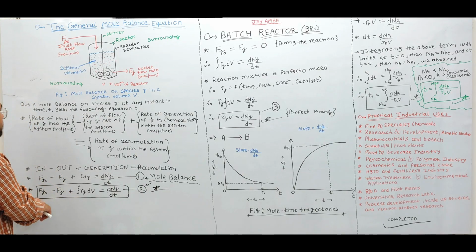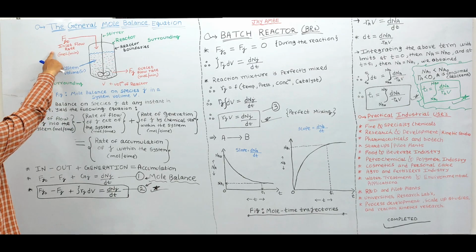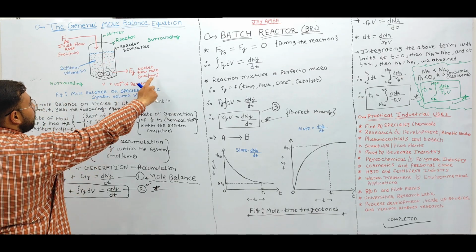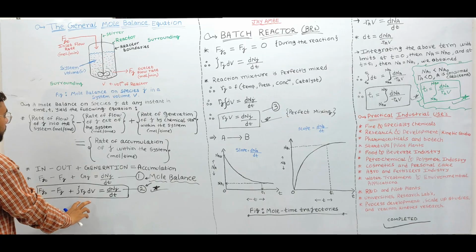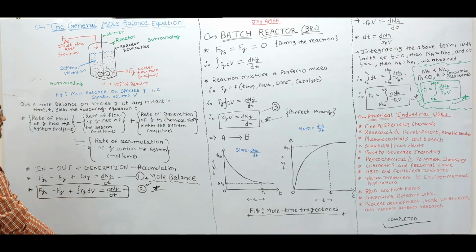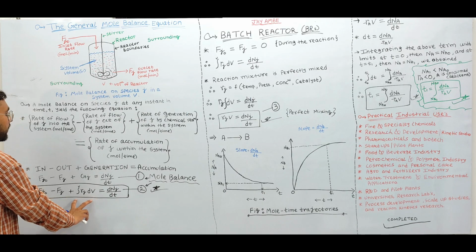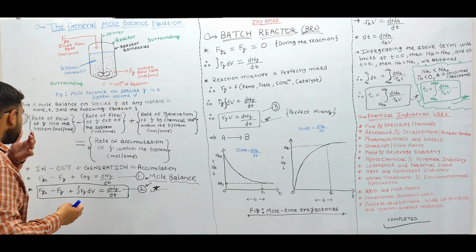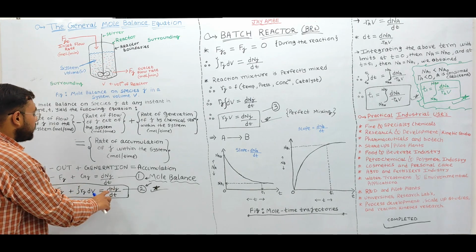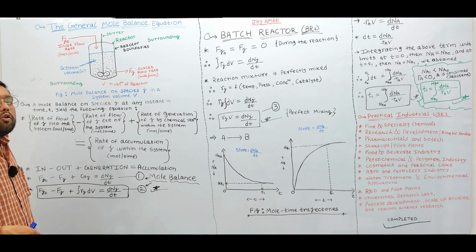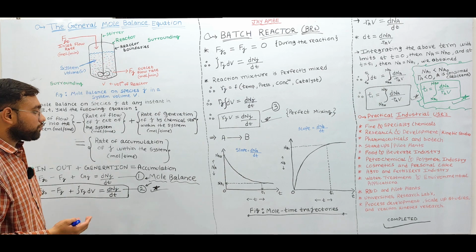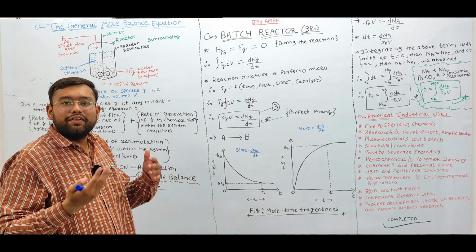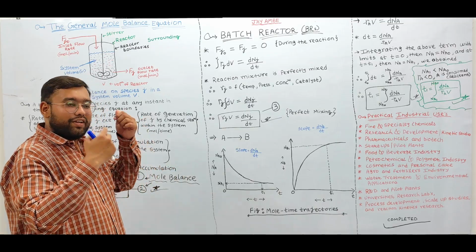So Fj0 indicates the inlet molar flow rate, Fj represents the outlet molar flow rate, and the integration of Rj dV represents the generation term, right? It is equal to dnj/dt, which indicates the accumulation term, right? So now let's derive the design equation of the batch reactor.